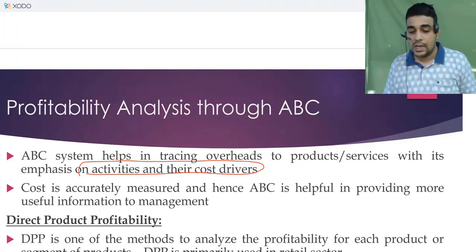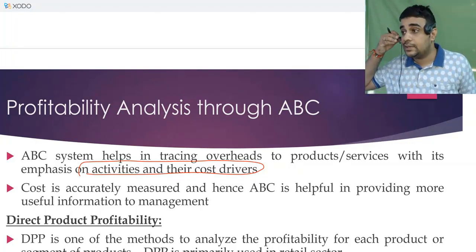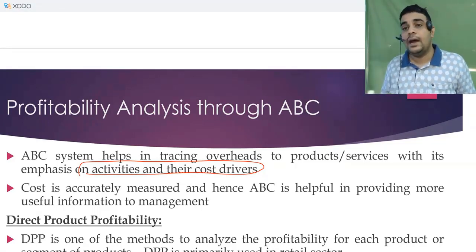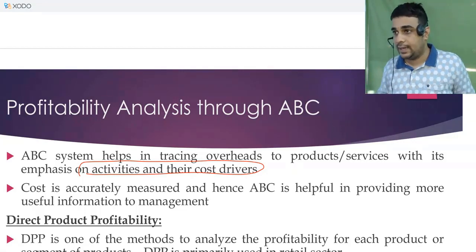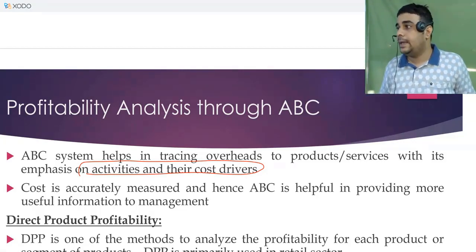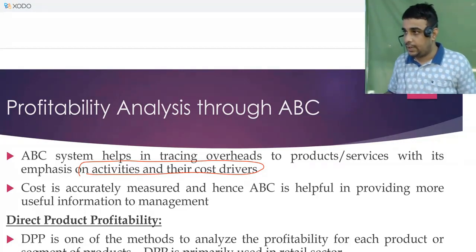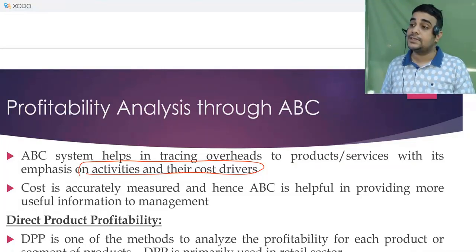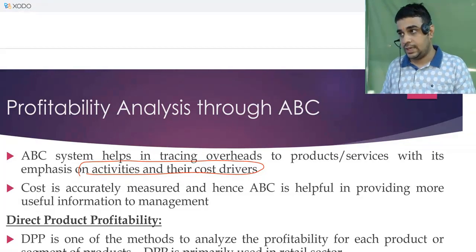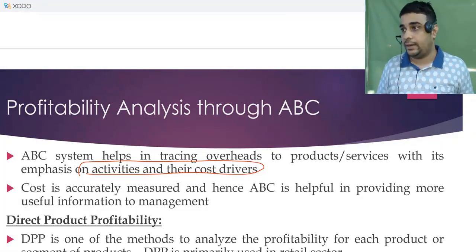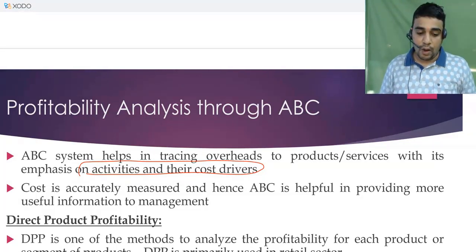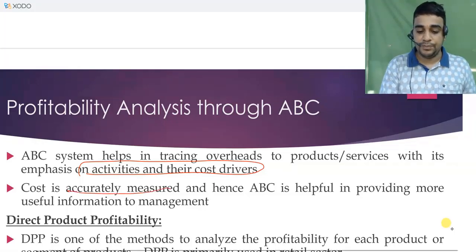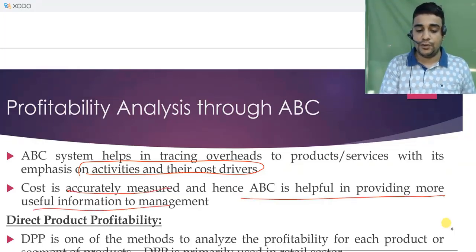So what ABC will help you in doing this, it will help you in finding out the driver. Earlier you were thinking that cost can be cut down if you cut down labor hours, but that's not the reality. Your costs are not driven by labor hours. Maybe one or two costs could be driven by labor hours. Major cost could have some other driver. So your objective is to understand what is that driver, and then cut down that driver. That is the objective. Cost is accurately measured, and hence ABC is helpful in providing more useful information to management.